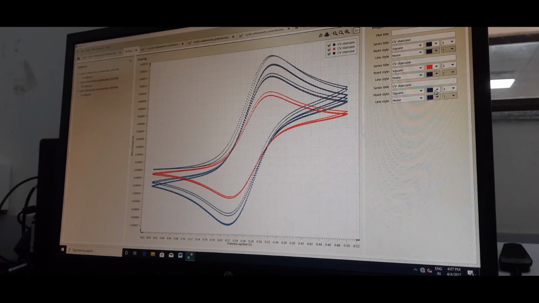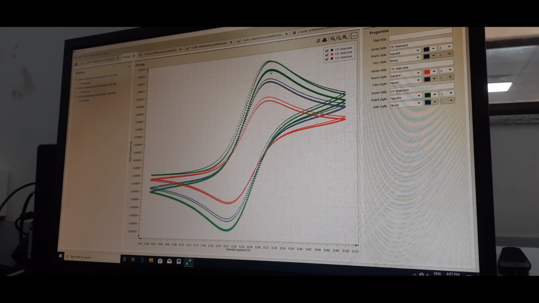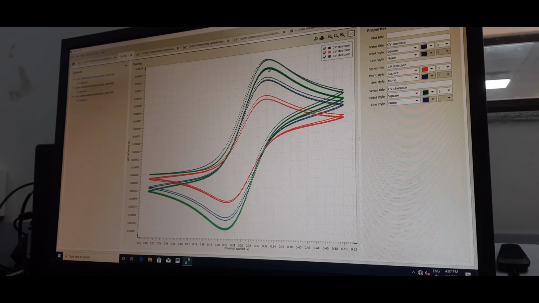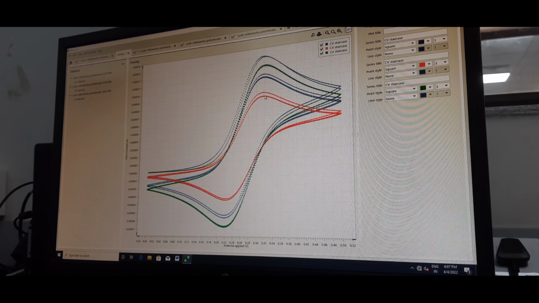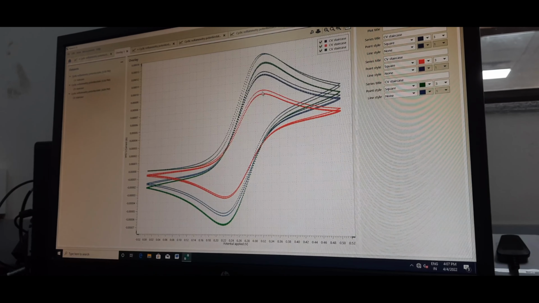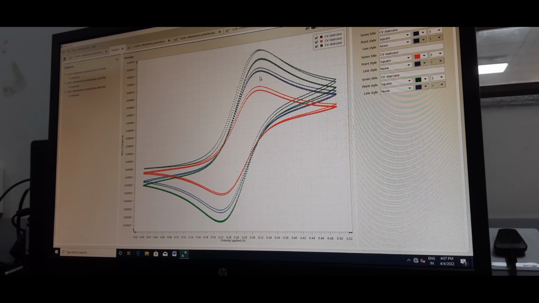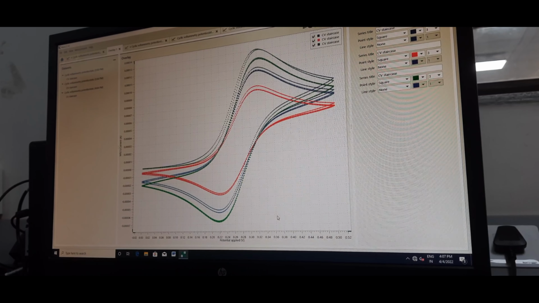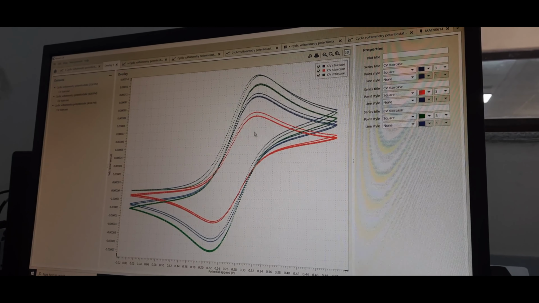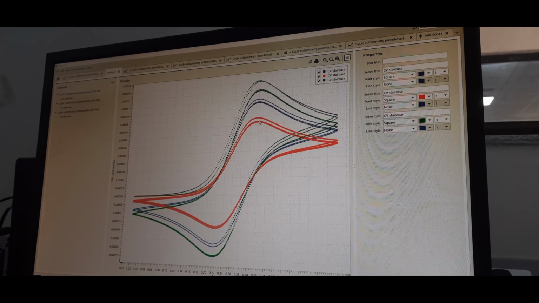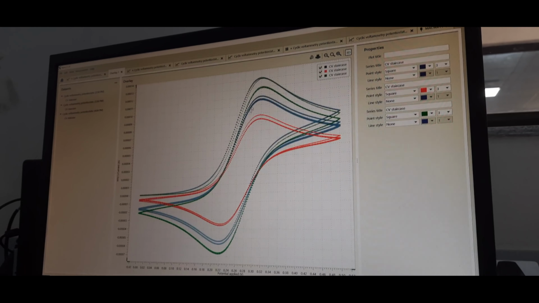See, this was the last cycle, let's make it green. Forget about the first cycle, but if you see the second, third, fourth cycle, the current is here, and for the later ones the current is here. In this way, with scan rate the current is increasing, and the potential is also increasing. If you see this potential, this potential, these are slightly increasing. The reason is that with scan rate the current increases, but at the same time the peak position also shifts with respect to potential.